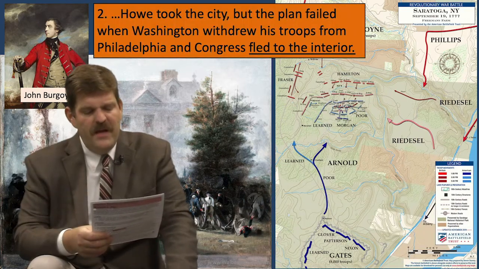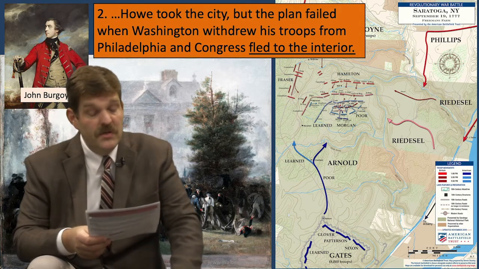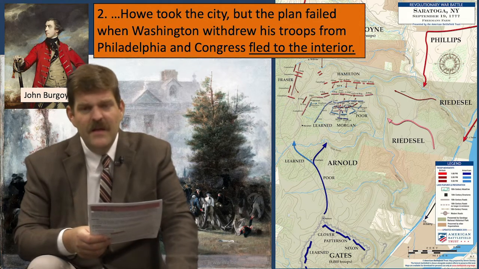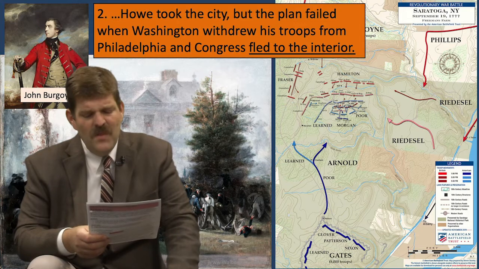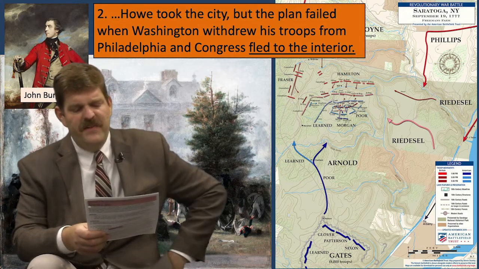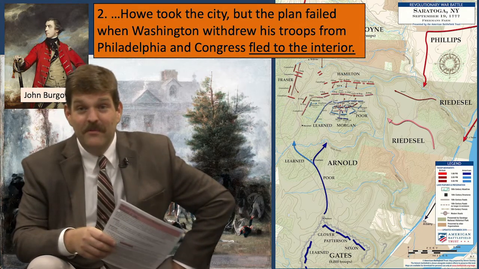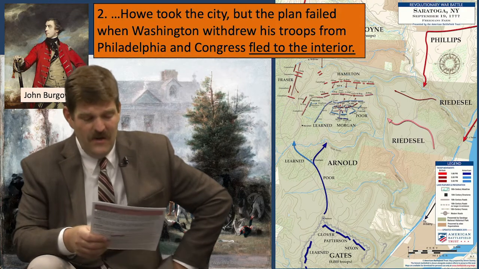And so, to end the rebellion in a single victory, Howe took the city. But the plan ultimately failed. Washington withdrew his troops from Philadelphia, and Congress fled the city. They fled into the interior.